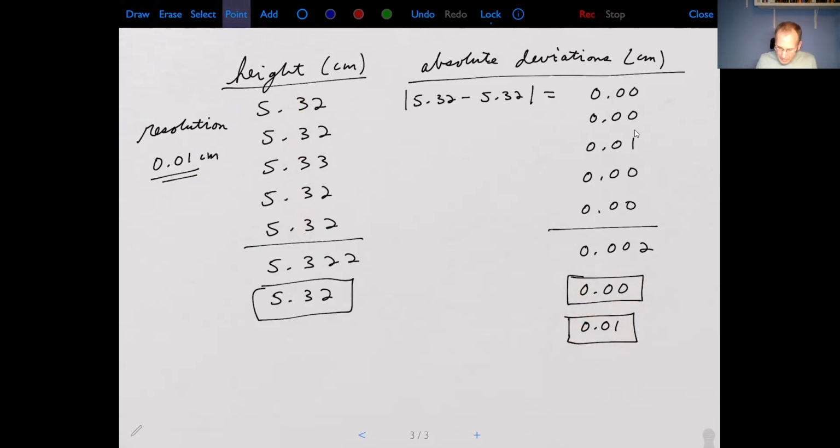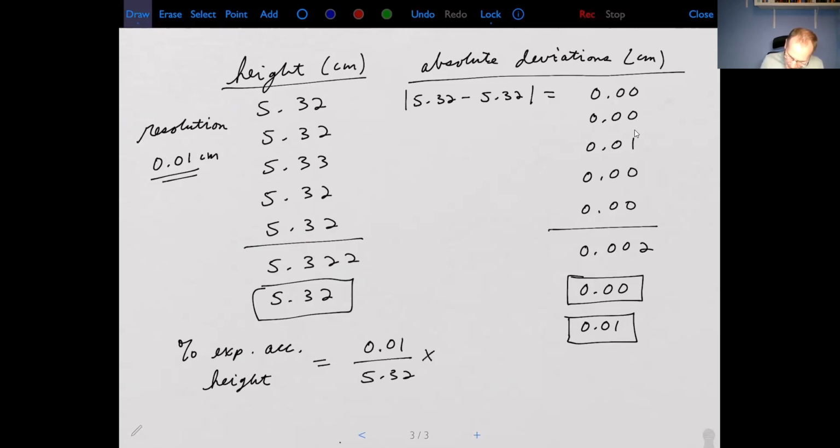Okay, hopefully that made sense. So now I can actually compute it. Percent experimental accuracy for height is now going to be 0.01 divided by 5.32 times 100. If you work this out, it turns out to be about 0.19%. But notice it's no longer 0. So again, if you run into that situation, you just have to make sure that this average absolute deviation is at least the resolution of the instrument.